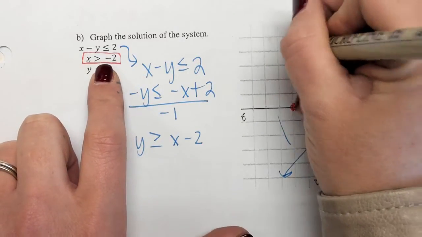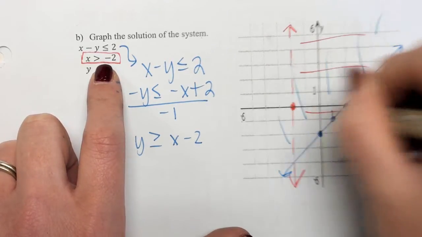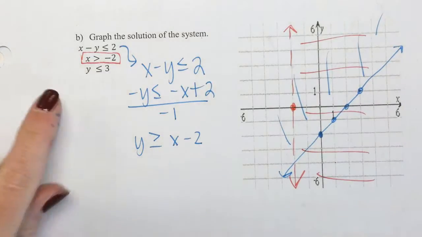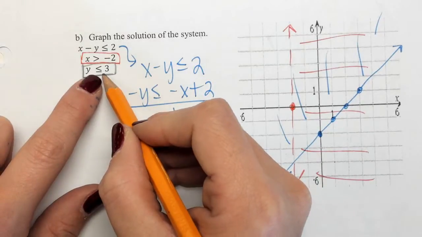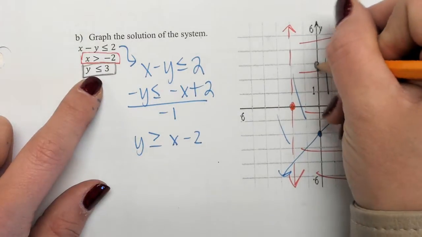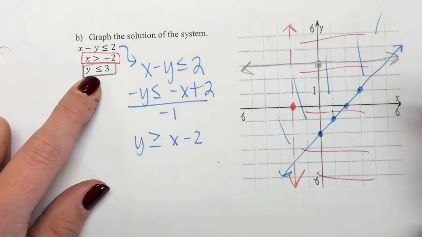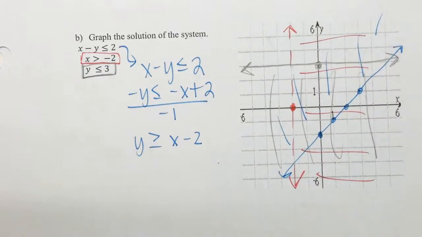And it's going to be dashed and shaded to the left or to the right? To the right. And then the last one is a what kind of line? Horizontal. Slope is 0. Good. So you're going to go up to 3, solid, horizontal line, and shaded above or below. So what shape did it make? A triangle. Good.